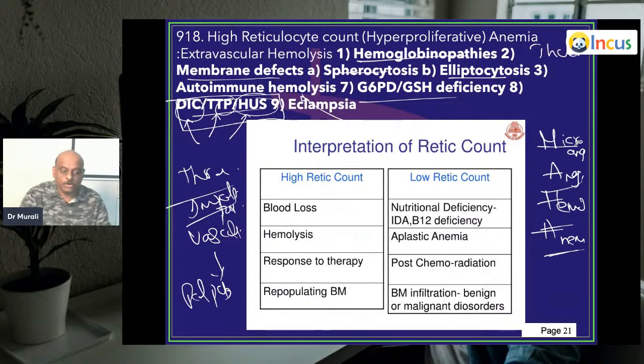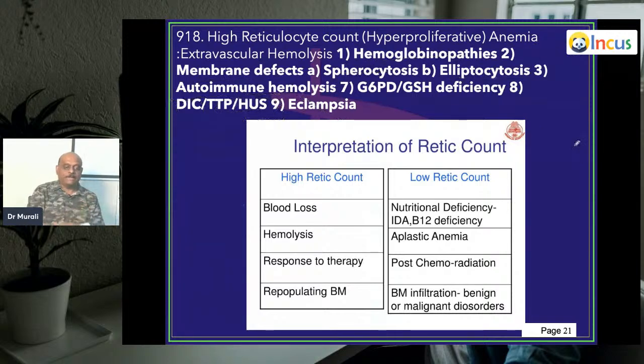All right. So summarize, doctor. Hyperproliferative anemia, which is extravascular hemolysis, is hemoglobinopathies, membrane defects like spherocytosis, elliptocytosis, autoimmune hemolysis, G6PD deficiency, and all the microangiopathic hemolysis like DIC, TTP, HUS. Then comes eclampsia. In all these conditions is what you need to remember.